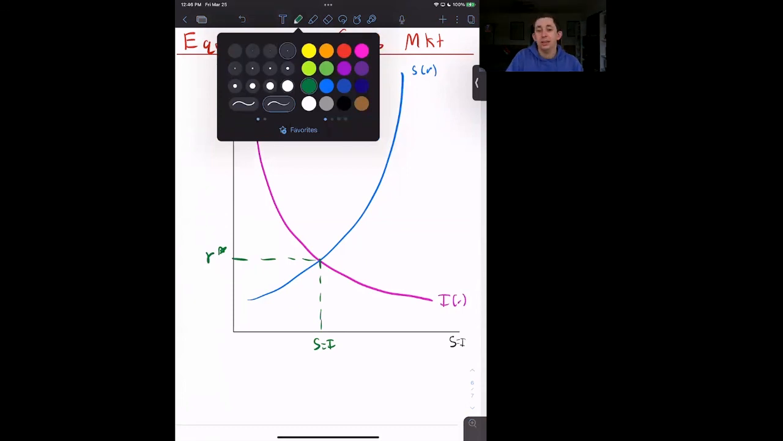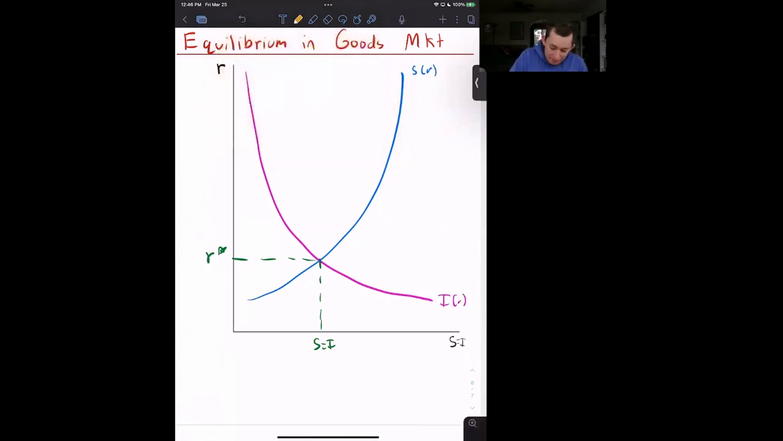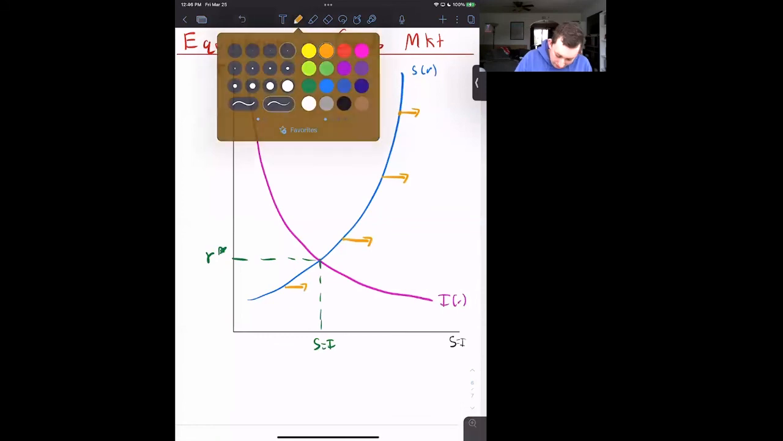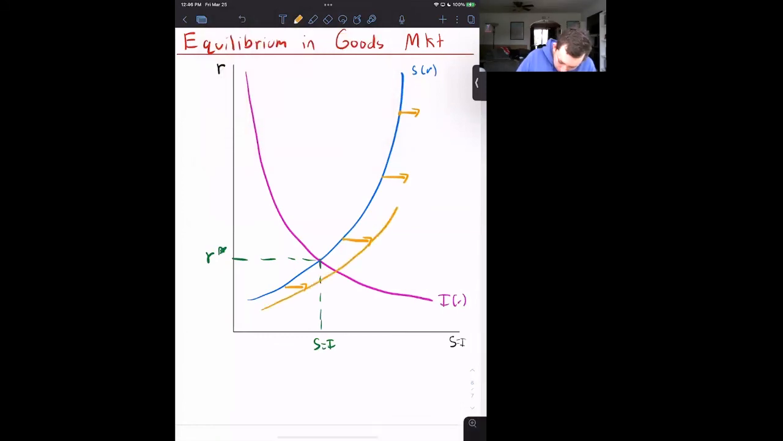Now, let's say that Bill decides for some reason, maybe he makes more money, maybe he gets a bonus at work, so this period he is going to put a lot more money into the bank. So at every interest rate, Bill is putting more money into the bank. So this savings curve goes out this way. So if this savings curve goes out this way, we're at a new savings curve. It looks something like this. So I'll call this S1 of R.